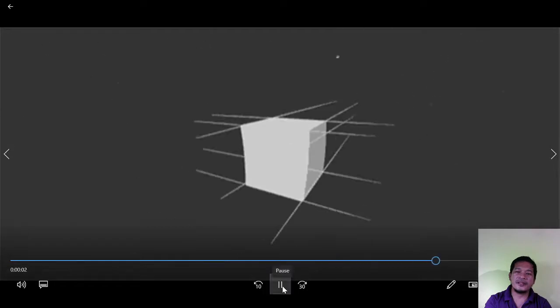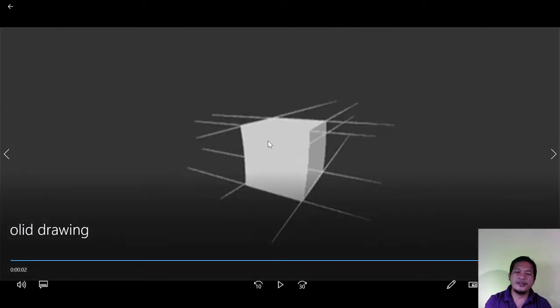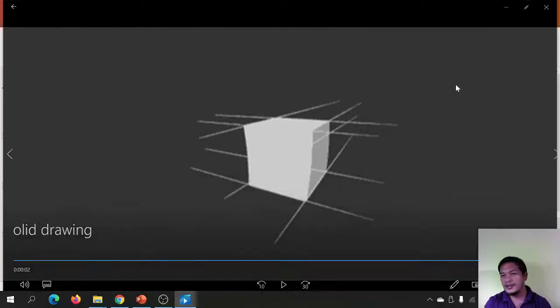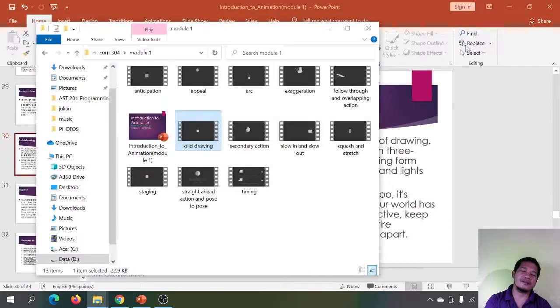So that is three-dimensional. So we have the front, the top, and the side. So we have here the x-axis, the y-axis, and the z-axis. So there could be three dimensions in your drawing, make it solid.